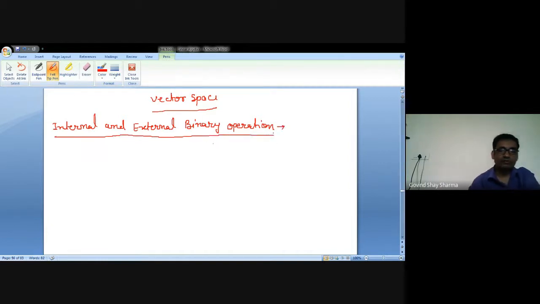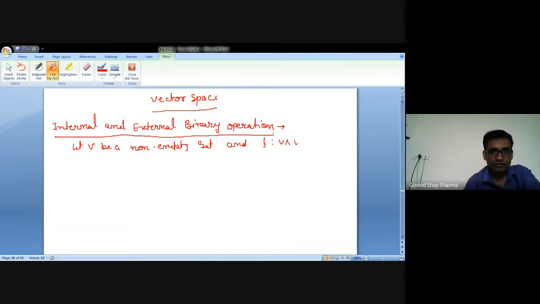What is the meaning of this? Let V be a non-empty set, and A is a function or mapping from V cross V to V. Then it is called an internal operation, because between the elements of V, we take elements from V and get an element of V. So this is an internal mapping from V to V, so we can say this is an internal operation.